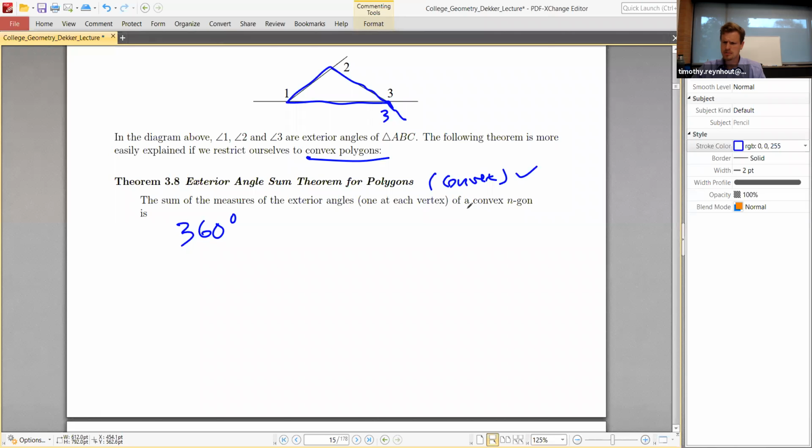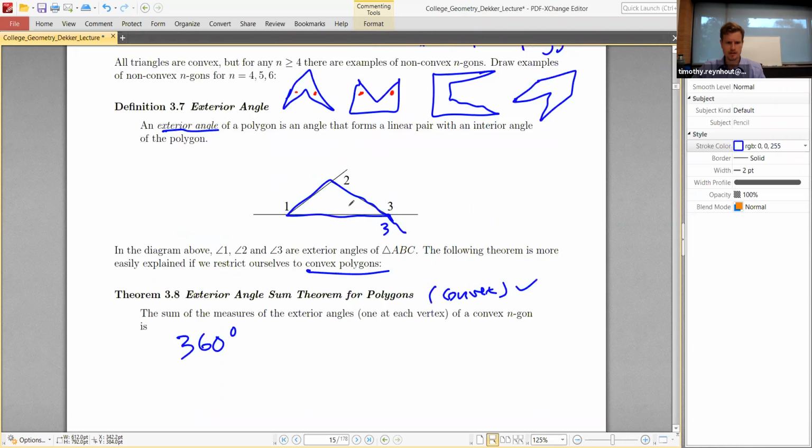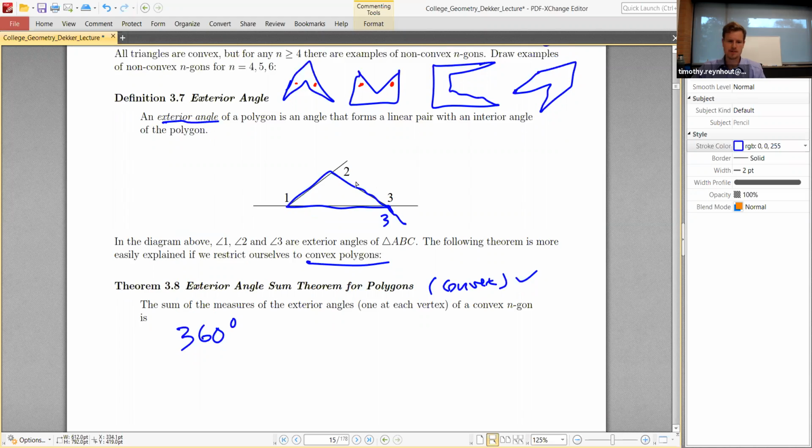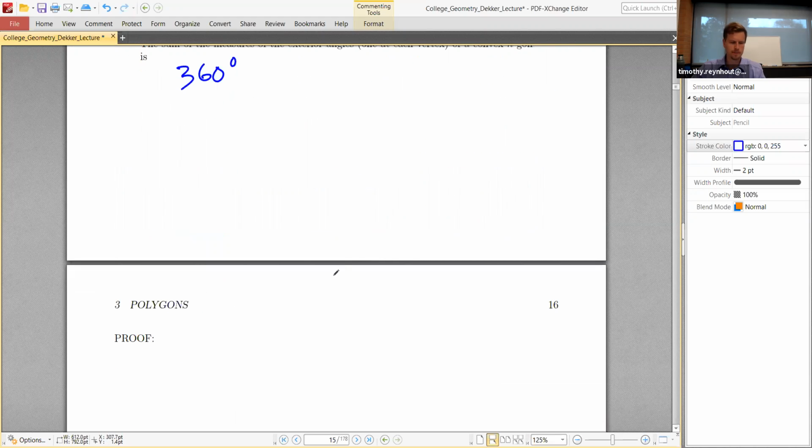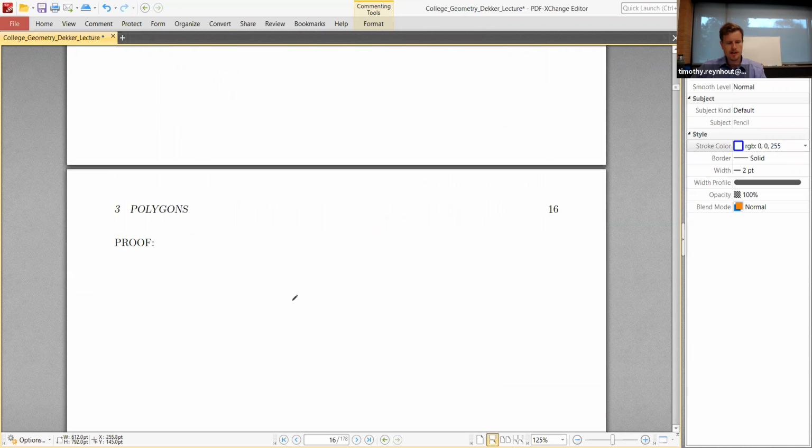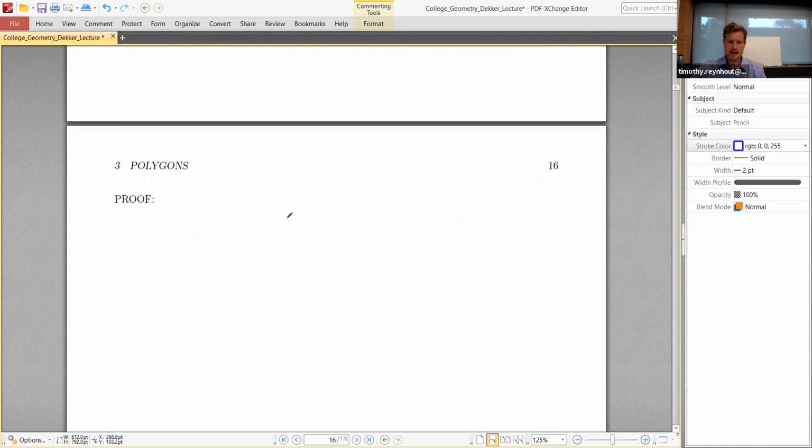Although maybe that's just a little bit interesting because maybe we wouldn't have a good definition for an exterior angle. So let's simply say that we're talking about convex polygons. That way we can easily get an exterior angle each time. So no worries there.